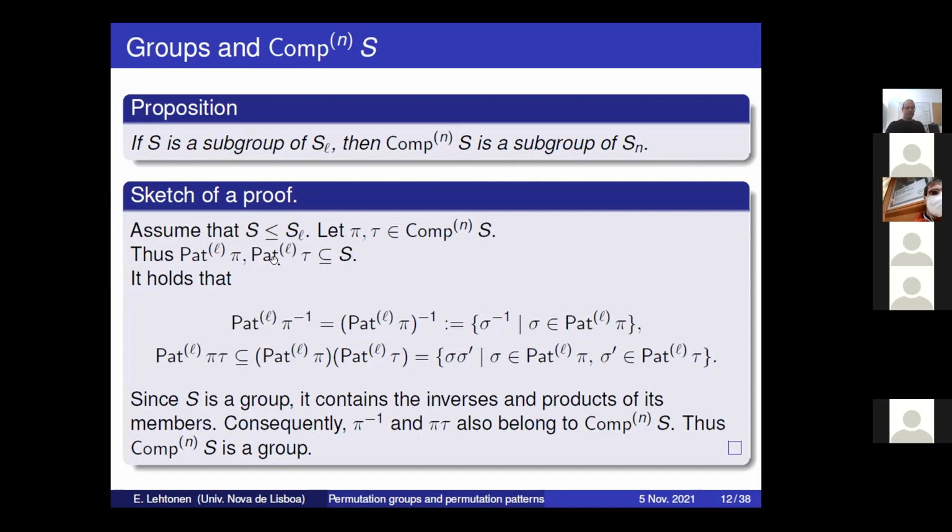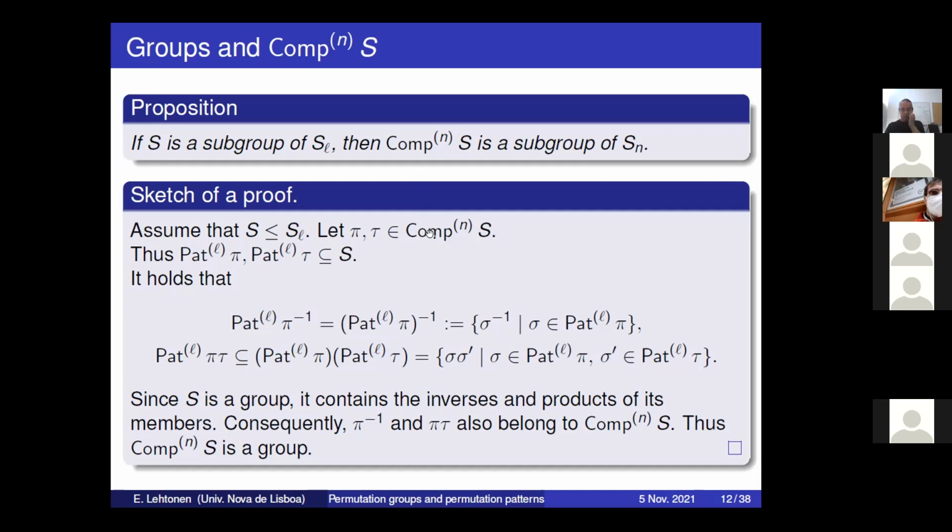And the proof, well, it's not too difficult to see this. So we assume that S is a subgroup of S_L. We take two permutations from Comp_N(S). We need to show that Comp_N(S) contains the composition and the inverses of the members of its elements.